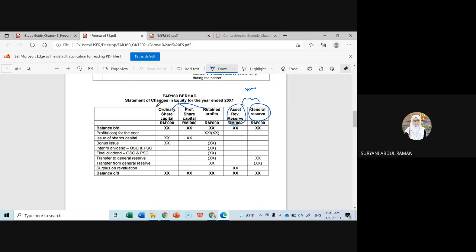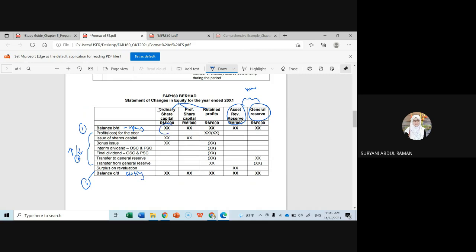To show the changes, the first thing you will show is the opening balance. After that, you will show the increase or decrease during the year. And finally, you will close with the closing balance. So you can see the changes, the movement.